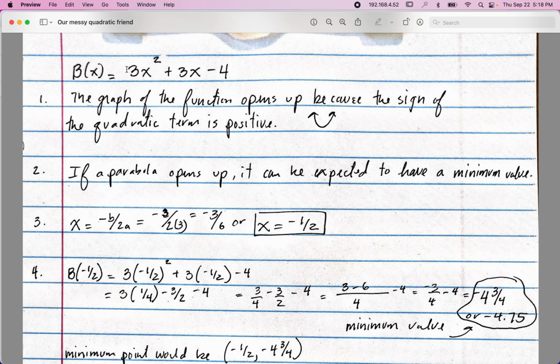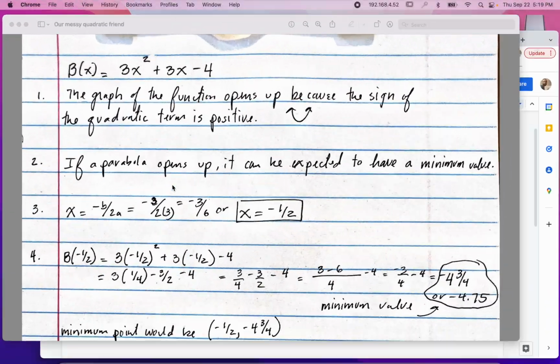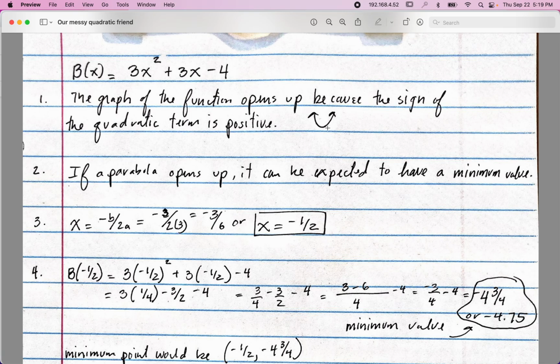So leading coefficient just means, if you have your terms in order in this particular polynomial, where the x squared is followed by x to the first, and this effectively has no x at all, this would be called the leading coefficient, or you could call it the coefficient of the quadratic term. It's positive. This graph opens up. What do we expect it to have? We expect it to have a minimum value because it's a u that's opening upward.